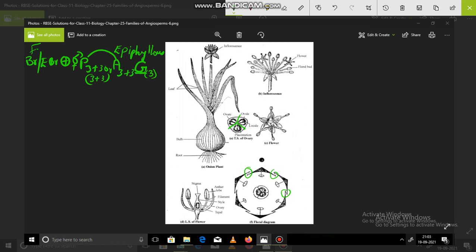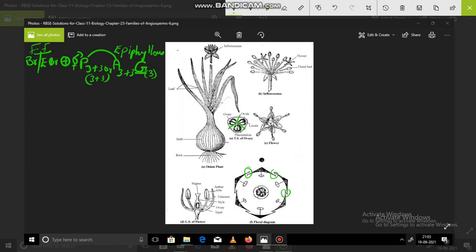Floral formula. Based on this floral formula, how to draw the diagram. Either it is bracteate or ebracteate; you can either put the bract or you don't need to put the bract. Actinomorphic means if you cut the flower anywhere, you will get 2 equal segments. Bisexual means both male and female are present. Now let's draw the perianth.